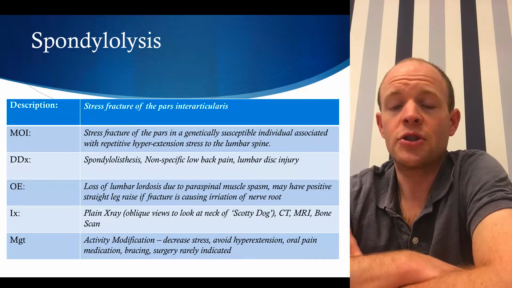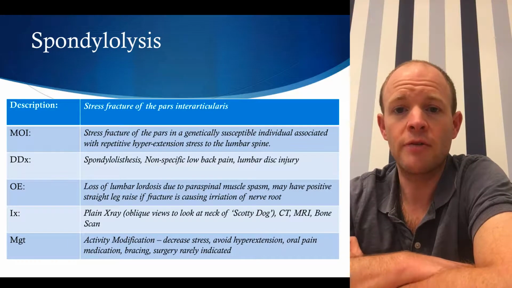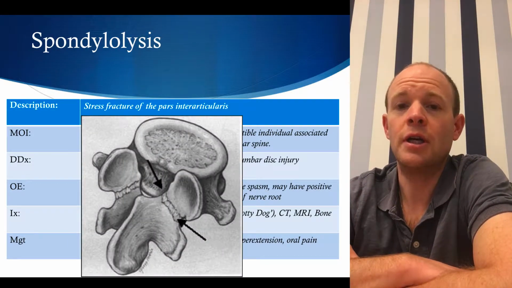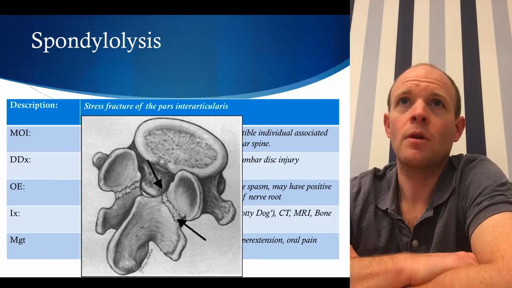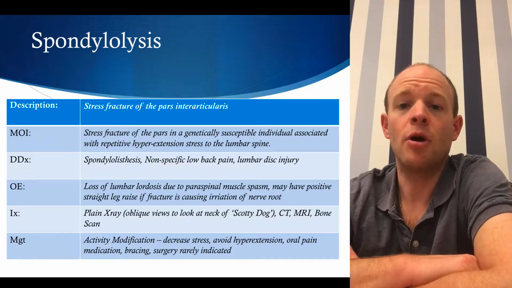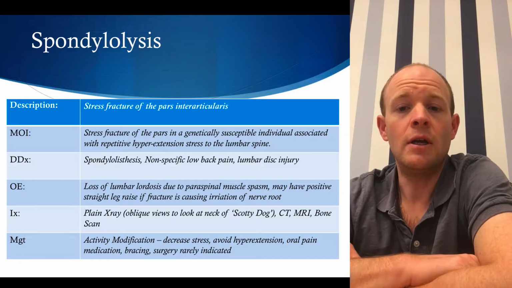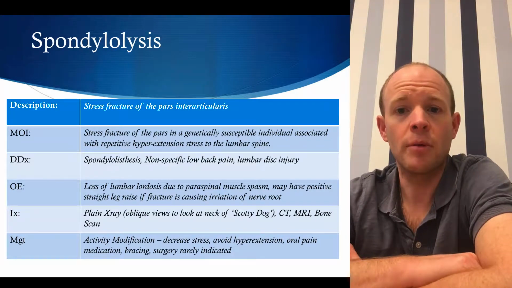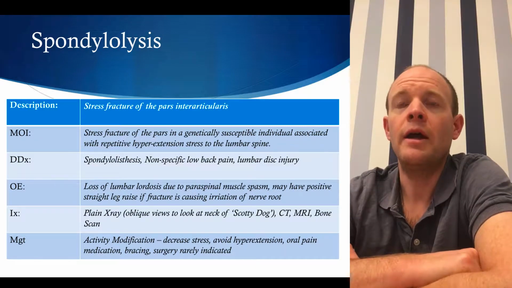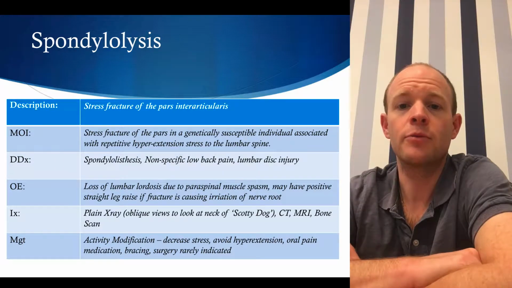Next topic is spondylolysis. Spondylolysis is a stress fracture of the pars interarticularis. It occurs in certain subgroups of the population. It's more common in Polynesian, Pacific Islander populations. It's also more common in the native North American population, particularly from the north, as well as certain groups of patients that come from certain activities.